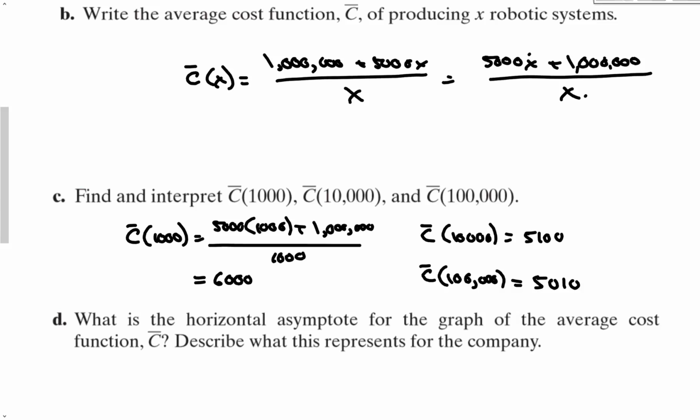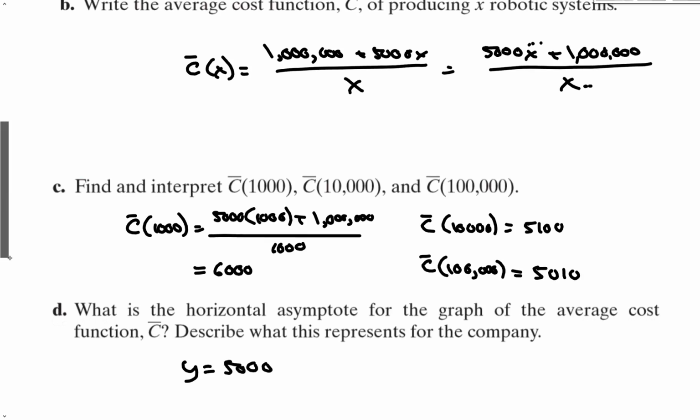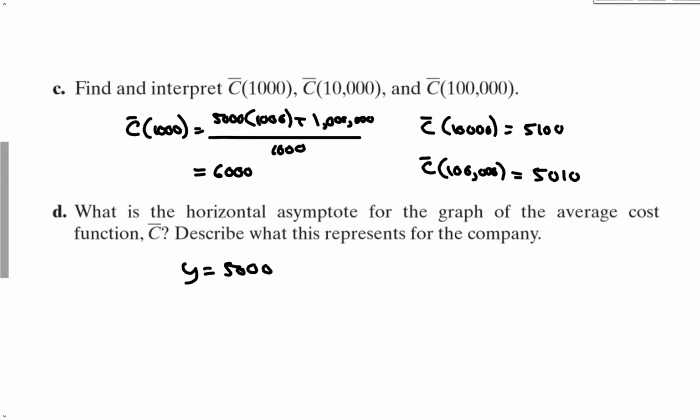And C bar of 100,000 gives me 5,010. And you should see that if I look at this function right here, it does have a horizontal asymptote at 5,000. So the more I produce of this thing, the closer and closer it is going to be getting to 5,000. So what is the horizontal asymptote? I think we answered that.